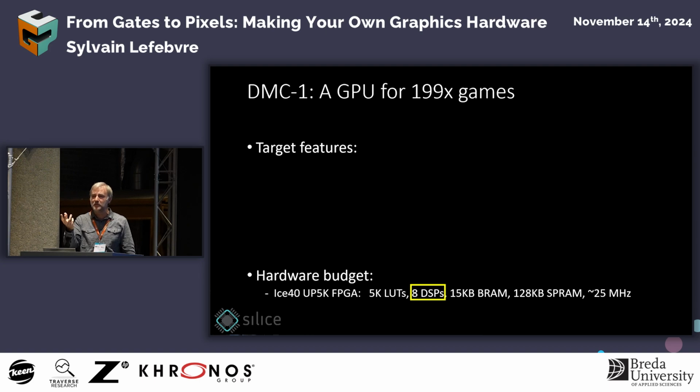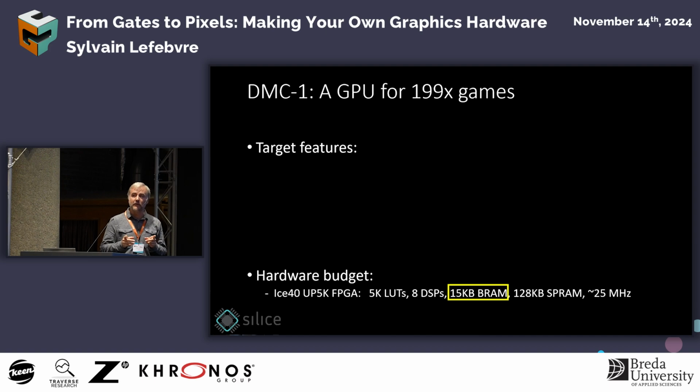There are 16-bit multipliers with a 32-bit accumulator, which means you can do multiply and add. And for us in graphics, this is perfect. You have 8 of them. You have 15 kilobytes of VRAM. VRAM is similarly some memory that is embedded into the FPGA fabric. And this memory is extremely fast. You can read and write in a single cycle.